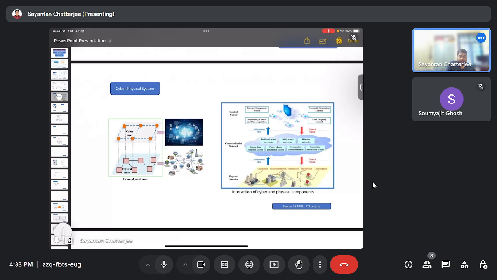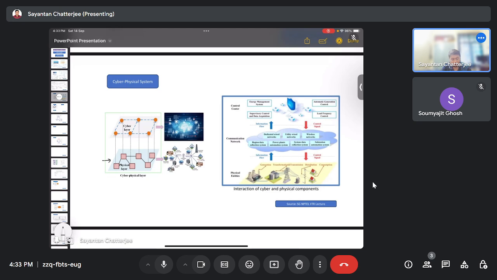So now we will be discussing a bit about cyber attacks and cyber resiliency. First of all, what is a cyber physical system? We have the physical layer, which consists of the transmission system, transformers, generators, and the transmission and distribution system.